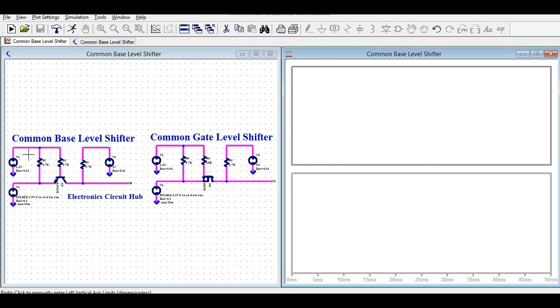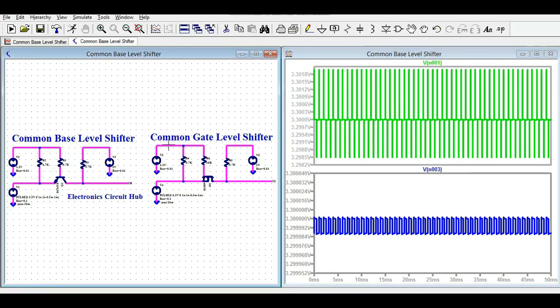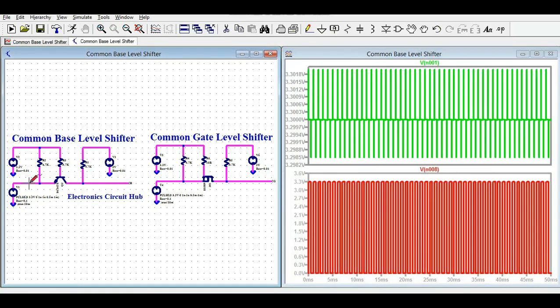So this is 3 volt. At this point you can see this is 3 volt with some ripple. At this point you can see the 3 volt here also. It's not perfect because it has some ripple in the millivolt range. Now I'm going to show you the voltage here. You can see this is your, what is this?